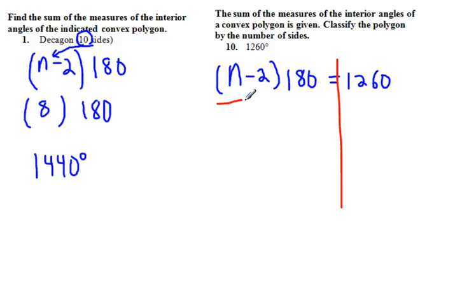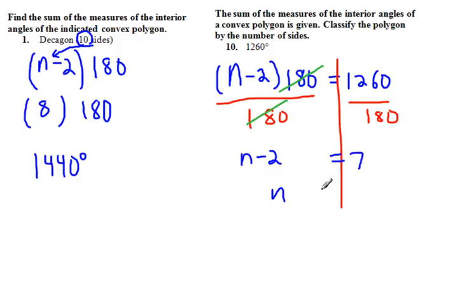How do we want to do this? Well, probably best to divide both sides by 180 first. Then these would cancel here. We could distribute the 180 there, but that would have made more work for us. 1,260 divided by 180 is 7. So we're left with n minus 2 is equal to 7. Then we just add 2 to both sides. We get n is equal to 9, a 9-sided figure. That's not that hard to imagine.